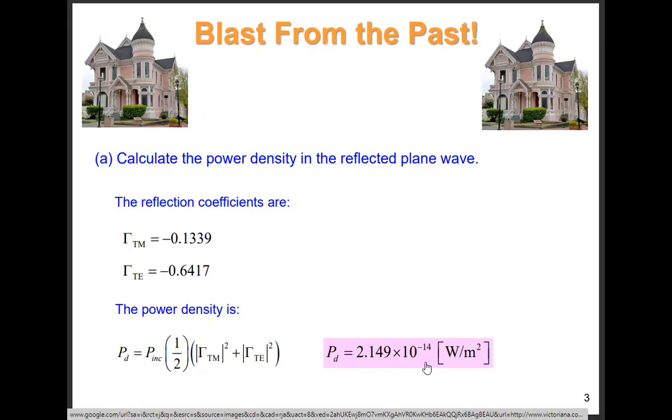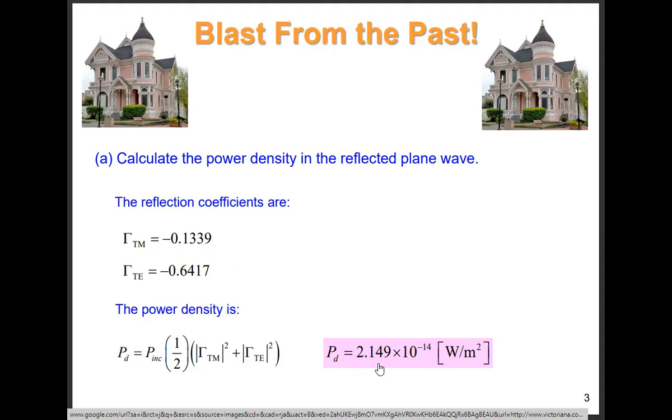Total power density. That's what this is: the total power density in the reflected plane wave. When you did incident power times 1/2 times gamma TM squared, that would give you the power density in the TM part of the reflected wave. So this is the power density in the TM part of the reflected wave, and this times this is the power density in the TE part of the reflected wave. So the sum must be the total, right? Okay.